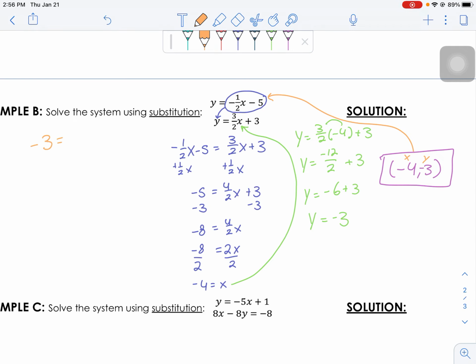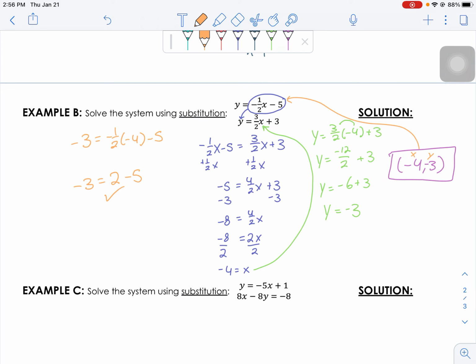So -3 is y. We say -1/2 times -4 minus 5. So that gives us -3 is equal to -1/2 times -4, which is +2, minus 5, which does give us -3. So that's our solution.